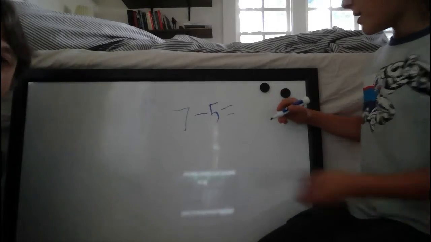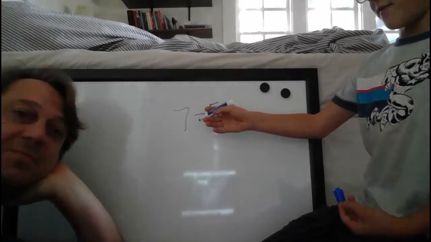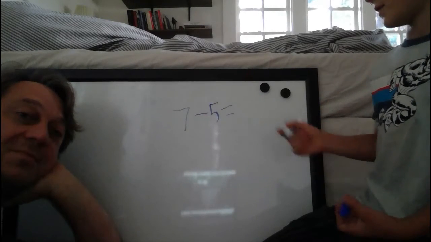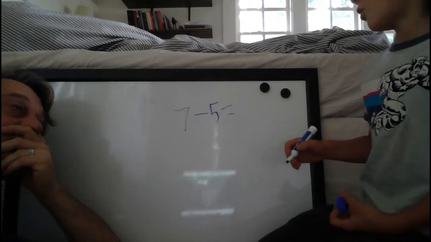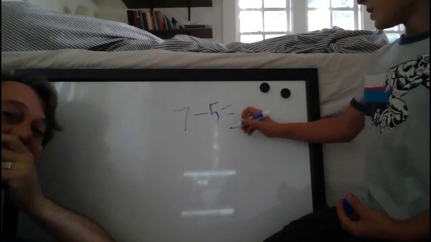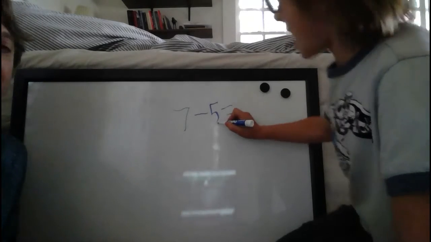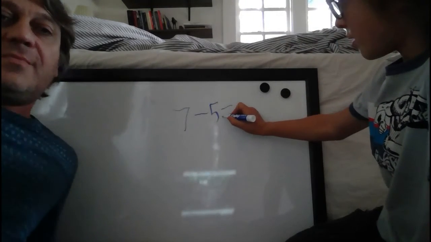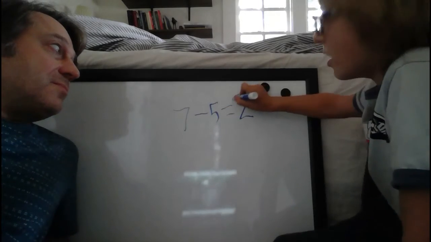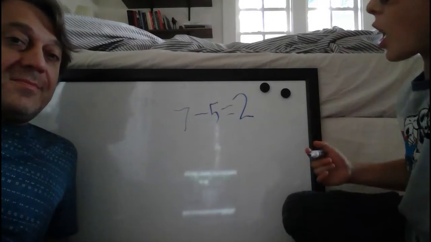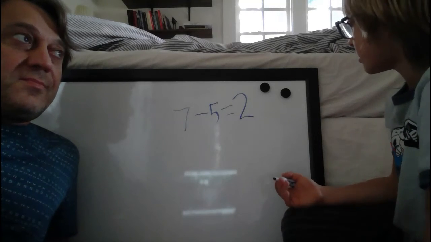To do that, you can start with 7 and count back 5: 7, 6, 5, 4, 3, 2. Or you could do 5 plus what equals 7. You could count up from 5, like 5, 6, 7, and there's 2 to get to 7. So he has $2 left that he can spend on whatever he wants. Hopefully not something inappropriate.